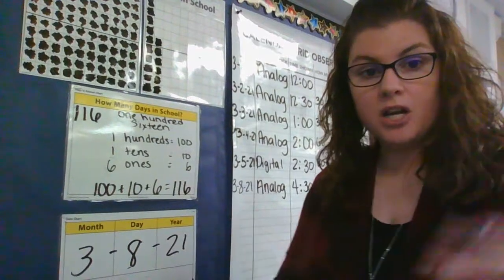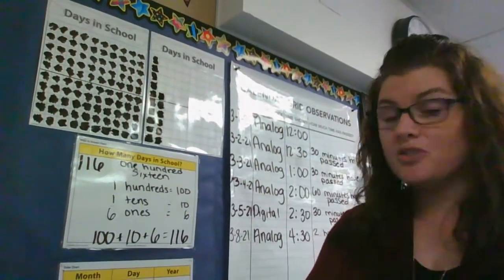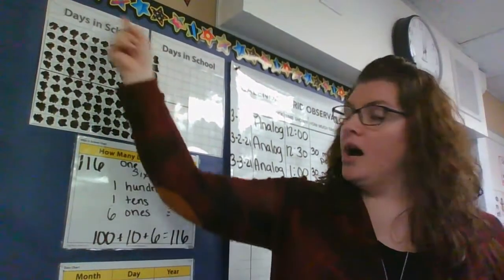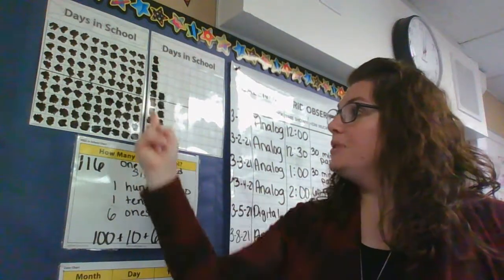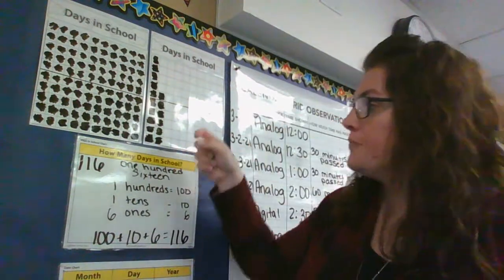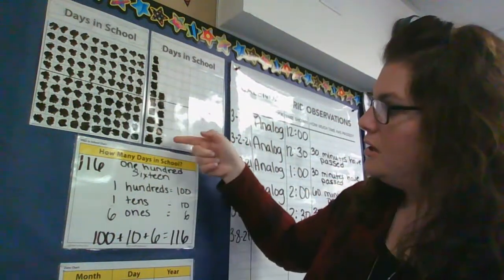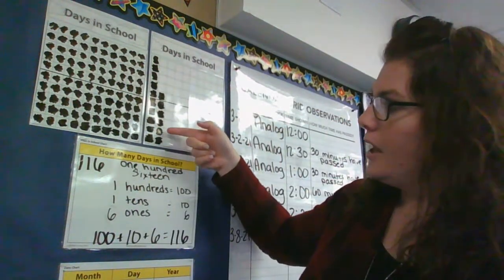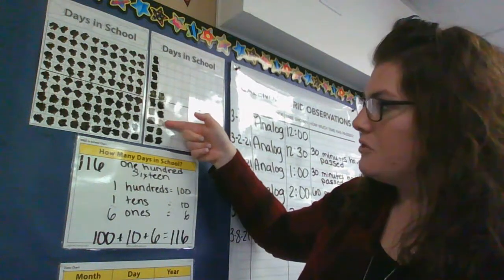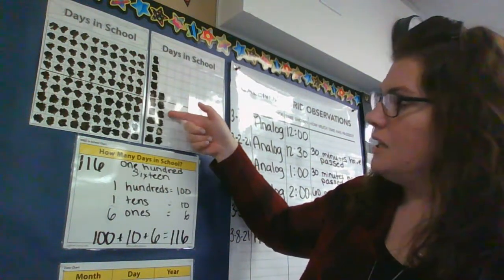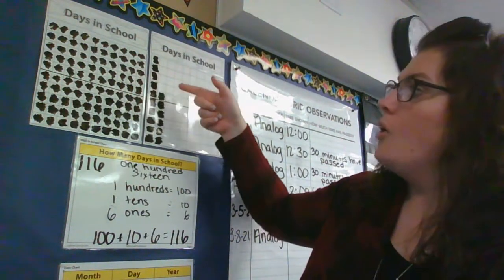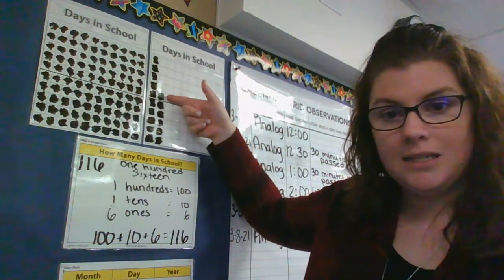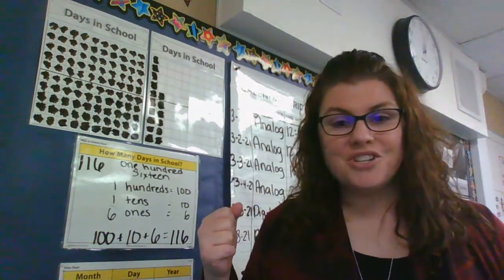Count with me. Remember, our completed hundreds grid, we get to count 100. We don't have to count all those. We get to say 100. This is a completed 10 frame, so we get to say 100, 110. Now we have to count on by ones. So starting at 110, 111, 112, 113, 114, 115, 116. Good job, my friends.